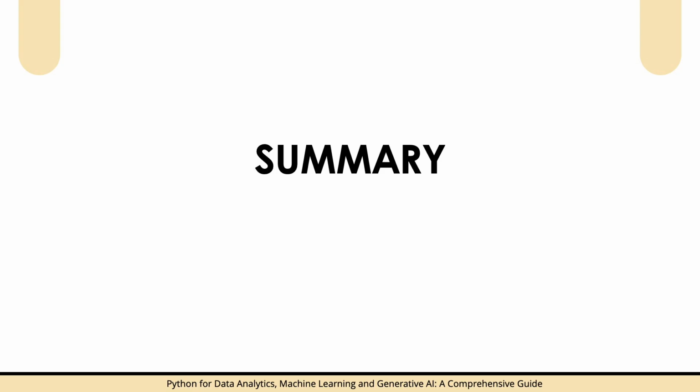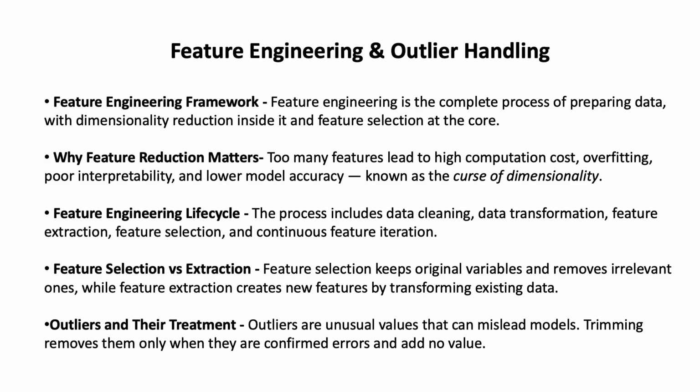Let's now summarize the key ideas of feature engineering and outlier. Feature engineering is the complete process of preparing raw data for machine learning. Feature reduction is important because having too many features increases computational cost, causes overfitting, makes models hard to interpret, and often reduces accuracy. The feature engineering lifecycle follows 5 main steps: data cleaning, data transformation, feature extraction, feature selection, and continuous feature iteration based on model feedback.